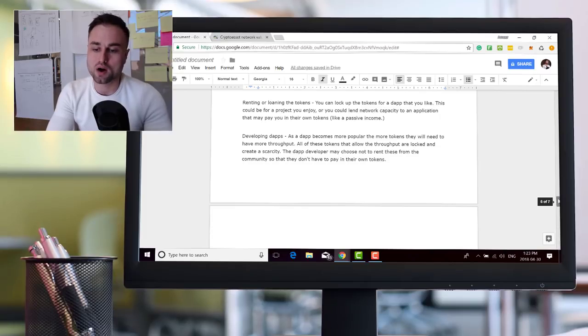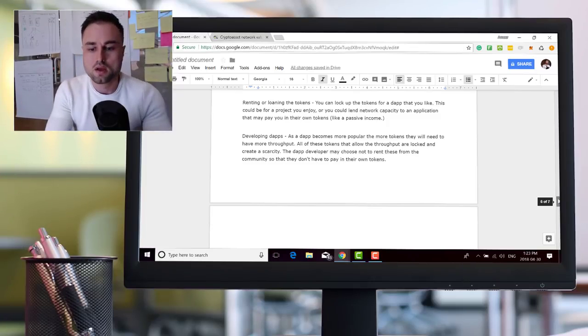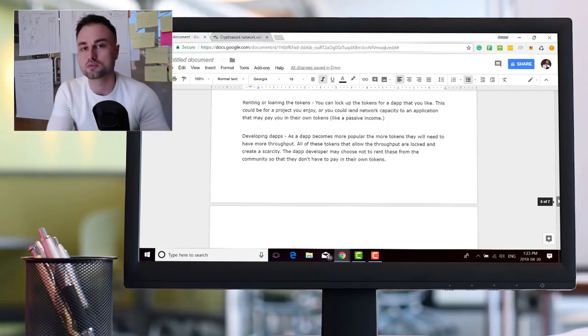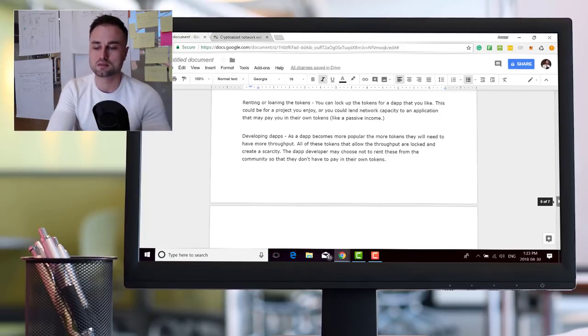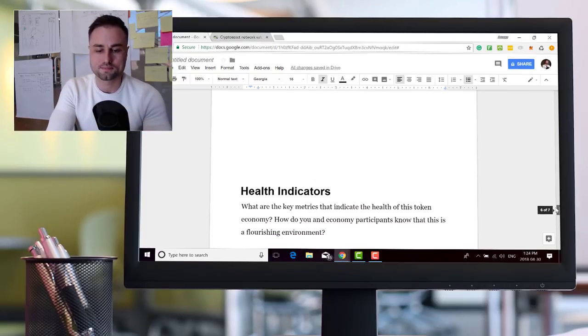Okay, then developing apps. As a dApp becomes more popular, the more tokens they will need to have more throughput, right? So you need more tokens to buy more bandwidth if you own a dApp. All these tokens allowing the throughput are locked up and create scarcity, so they're staking the token. The dApp developer may choose not to rent these from the community so they don't have to pay in their own token. So if you want to create a dApp on EOS, you pretty much have to stake your EOS tokens to buy bandwidth for this dApp to exist on EOS, which is fascinating. They're really doubling down on this whole staking mechanism on EOS.